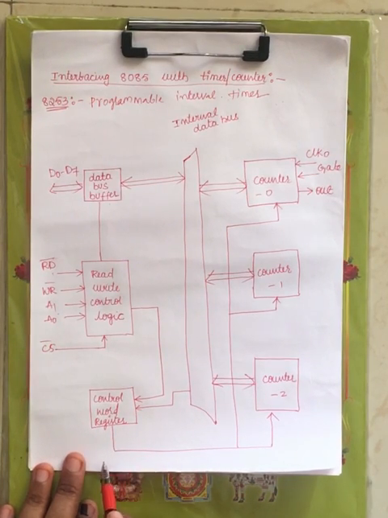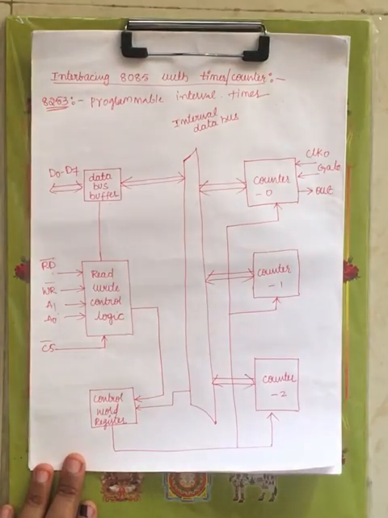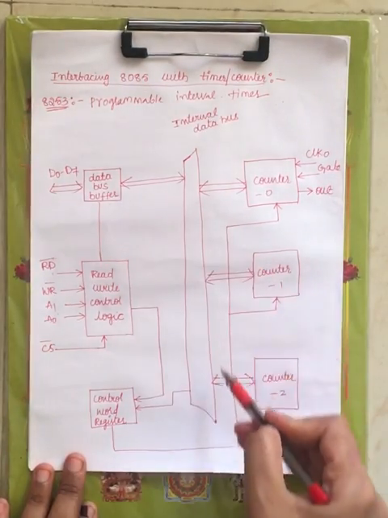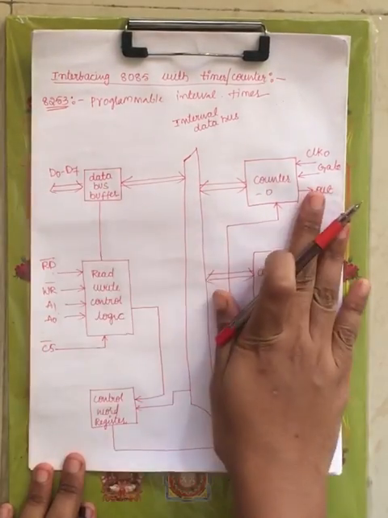Now here you have the control word register. All these are connected to the internal data bus. Now this acts as an interface between this side and that side.